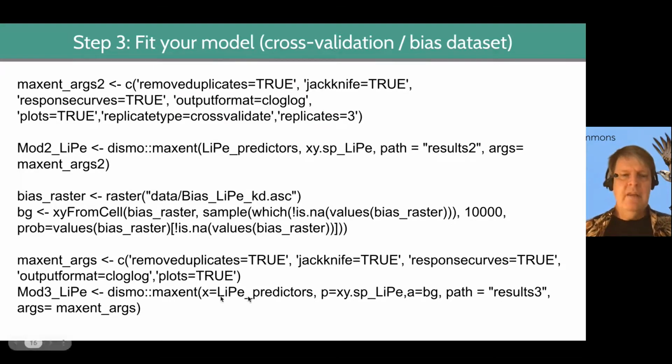And then we're going to run that again using similar arguments, but this time we're going to specify X equals, these are our environmental predictors. P equals, this is our presence data, that's our thin spatial points layer. And A equals BG. Those are all those locations that we've pulled out by using the bias raster file to inform the probability of selecting any given grid cell. We're going to write this to yet another folder, and we're going to call on the arguments.